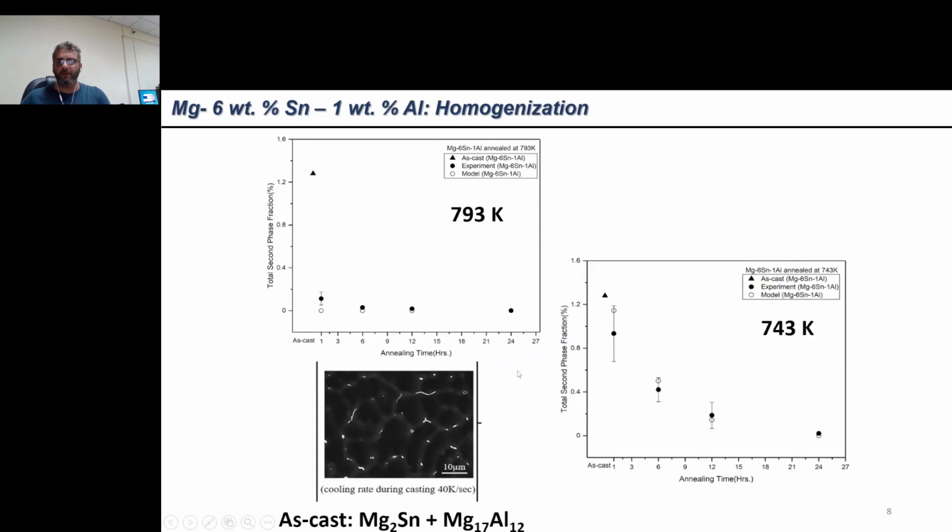Once we implement the calculation scheme, the results are shown here. What you see in this panel is the total secondary phase fraction at 793 Kelvin with different annealing times. And as you can see, at 793 Kelvin, somewhere around 1 hour is sufficient to dissolve the phases. But at 743 Kelvin, of course, the dissolution kinetics are slow. And as you can see, the model and the experiments both follow a parabolic trend, which is expected in this case.